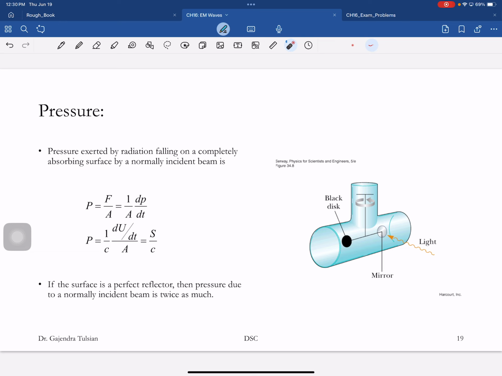And the rate at which energy is flowing per unit area is the Poynting vector. So the pressure is the Poynting vector divided by c. So this is the pressure exerted by a light beam if the beam is being absorbed. If the beam is being reflected, then the pressure is twice as great. Yeah, so for a perfect reflector, the pressure is 2S over c.